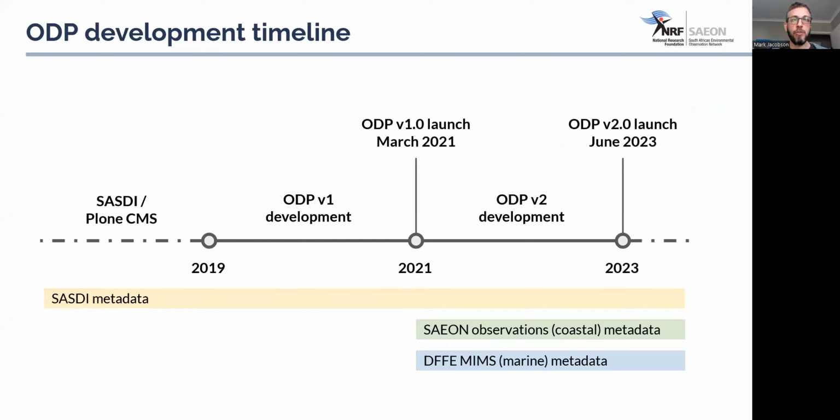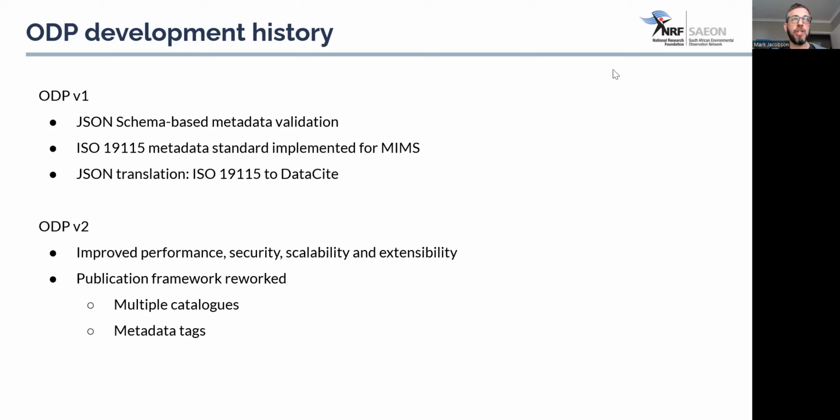ODP version 1 development was largely driven by two major use cases, the SAEON Observations Database and the Marine Information Management System, and it introduced a number of innovations. In version 1, we introduced JSON schema-based metadata validation, which resolved a whole host of quality issues with SASD metadata, the ISO 19115 metadata standard in support of the Marine Information Management System, and a JSON translation mechanism for transforming ISO 19115 metadata to the DataSite standard, thus harmonizing metadata outputs at the ODP catalog endpoint and enabling MIMS metadata to be published to DataSite.